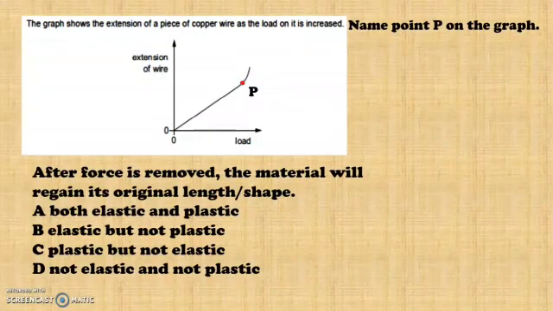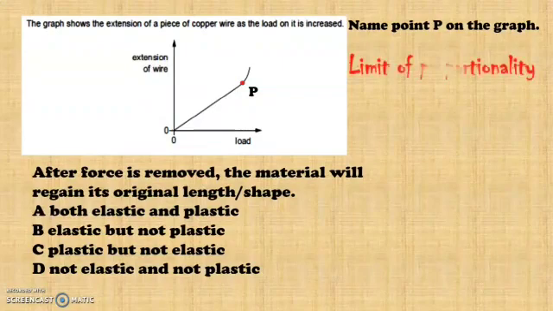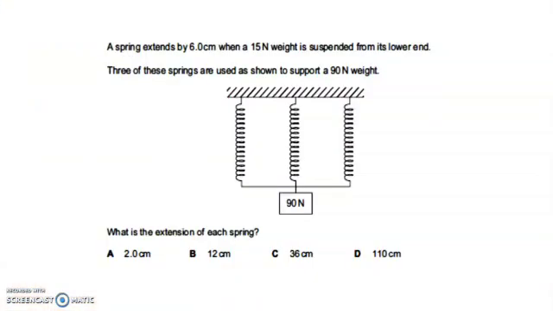The next question: the graph shows the extension of a piece of wire as the load on it is increased. Name the point P on the graph. After the force is removed, the material will regain its original length and shape. Options are A, both elastic and plastic, B, elastic but not plastic, C, plastic but not elastic, and D, not elastic and not plastic. The point is the limit of proportionality, and the correct option is A, both elastic and plastic.